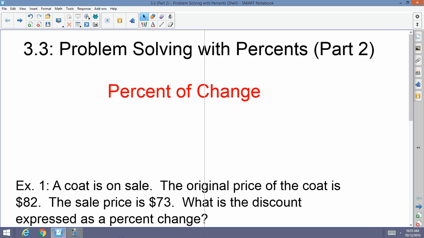Today we're going to continue with 3.3, part 2. The reason why we broke it up into two parts, as you saw with yesterday's homework, is that it takes a while to really understand this. So today we're going to focus on what's called percent change.